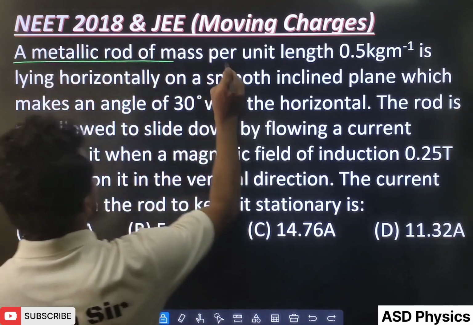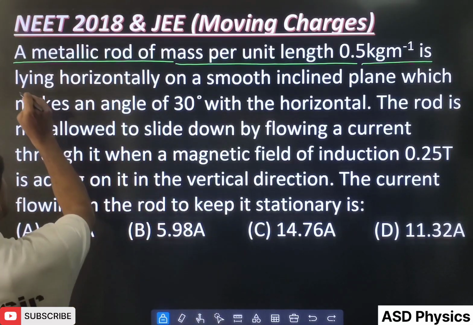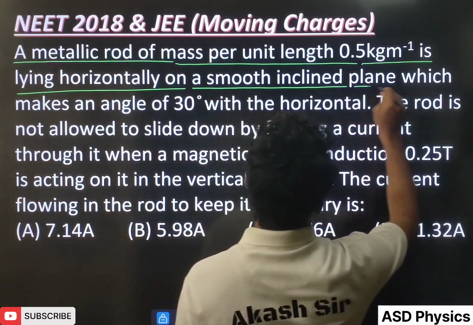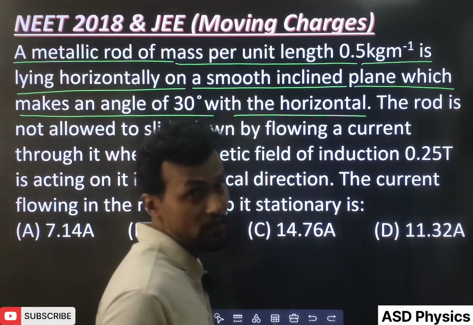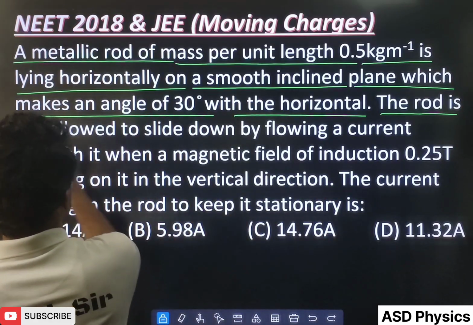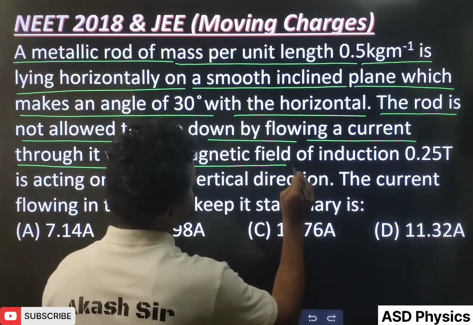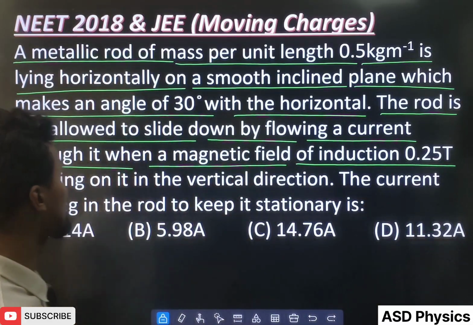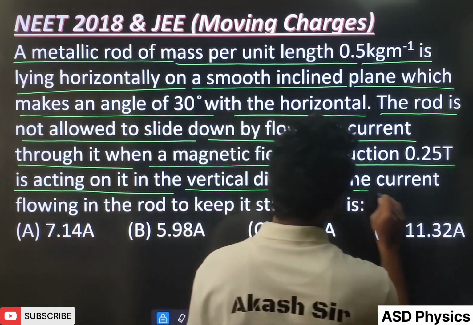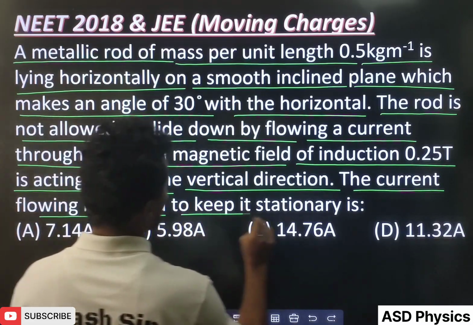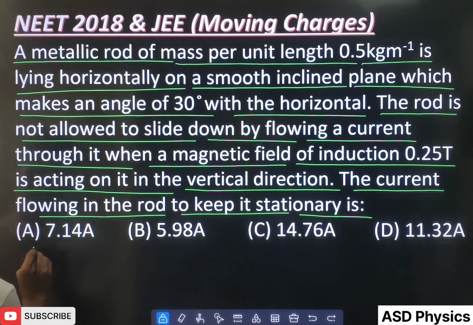The question is: a metallic rod of mass per unit length 0.5 kilogram per meter is lying horizontally on a smooth inclined plane which makes an angle of 30 degrees with the horizontal. The rod is not allowed to slide down by flowing a current through it when a magnetic field of induction 0.25 Tesla is acting on it in the vertical direction. What they are asking is: the current flowing in the rod to keep it stationary is how much? So when we go through the question, we will note down the data here.